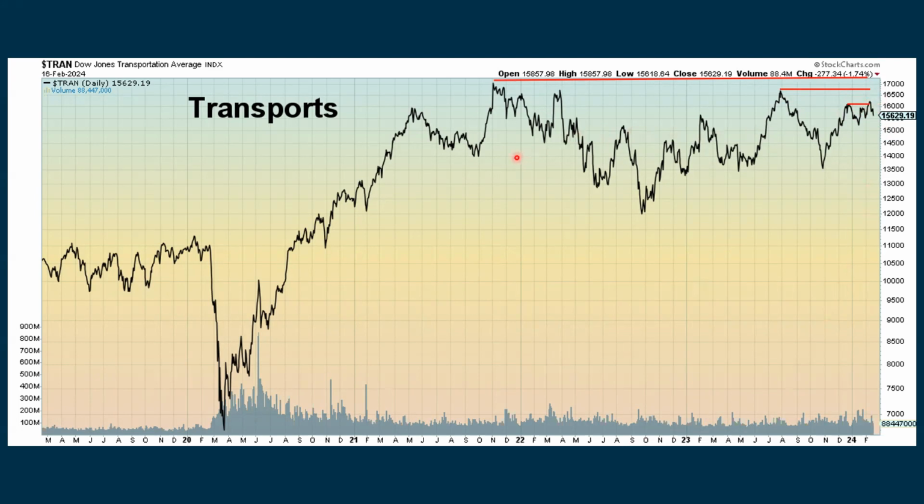And then the all-time high was set right near the end of 2021, and we're not even close to that right now. We want to see this going up and setting an all-time high to confirm the all-time high that we're seeing in the Dow. Until we see that, that is called a negative divergence.